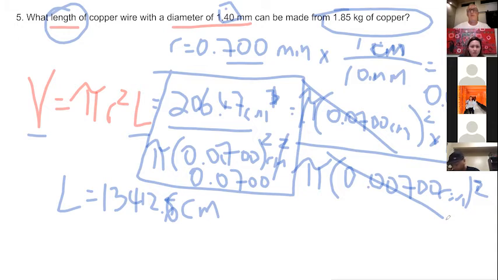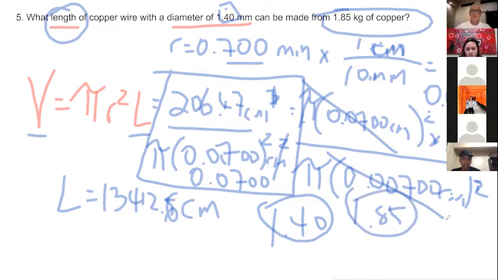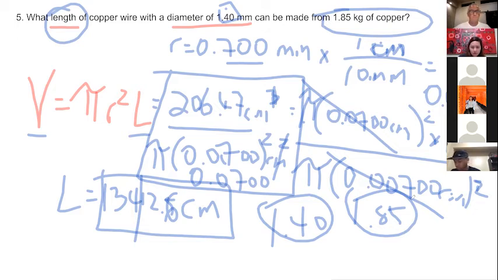3 only. 3, right? Because initially our diameter is 1.40, that's 3. And our mass was 1.85, that's also 3. So we need to have 3. So here's our final answer, and there's 3 digits. So what's our final answer? 13,400. That's right, excellent. 13,400, and remember the unit, centimeters. So that would be 134 meters. That's a lot of wire.